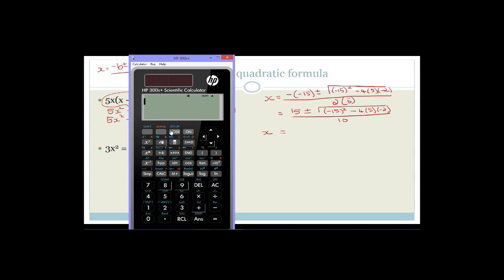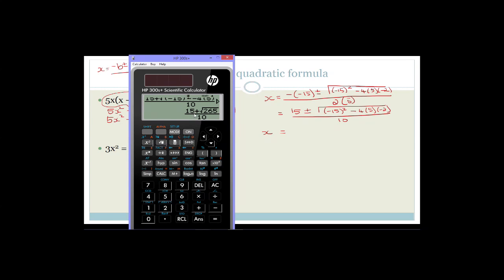And we're going to clear it. So the first thing we're going to do is get a fraction. Now, obviously, we're doing 15 plus the square root over 10, and then the next one we'll do is 15 minus the square root of this over 10. So we go 15 plus square root, bracket minus 15 close bracket. Oopsie, not that one. Delete, squared minus 4 bracket 5 close bracket open bracket minus 2 close bracket, go down and then that's a 10, and we go across and you go equals.